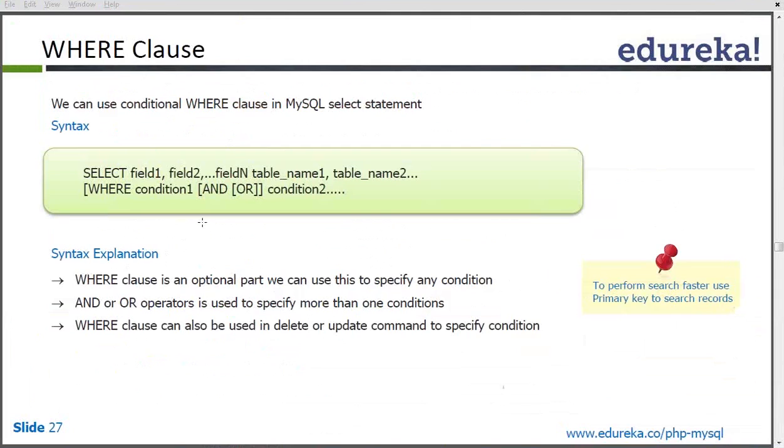Here the WHERE clause is an optional part. Obviously, whatever is in these braces is optional. We can use the WHERE clause to specify any condition, and OR operators. If we want any of the conditions to be satisfied, then we can put those conditions in OR. If we want all the conditions to be satisfied, then we should have AND. So WHERE is a condition clause that can be used in delete, update or select. Anywhere we can use it.